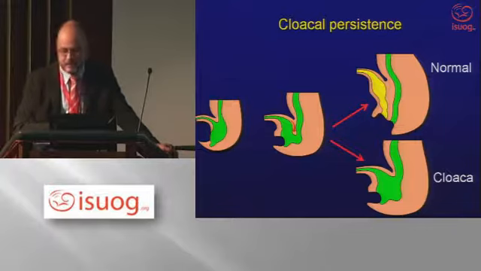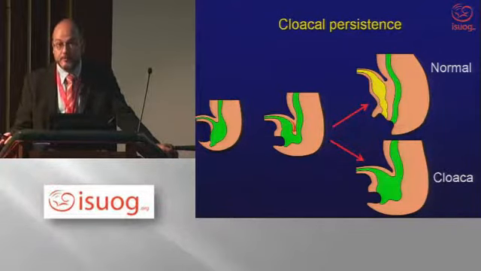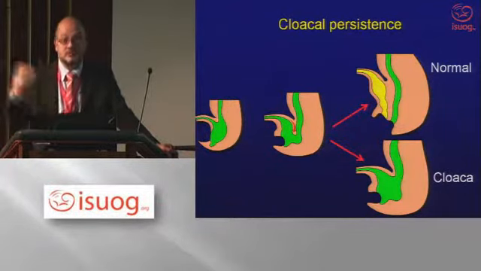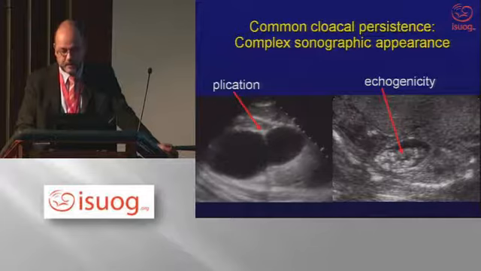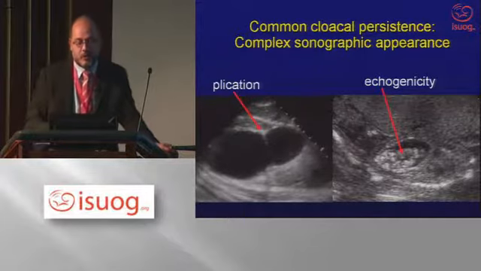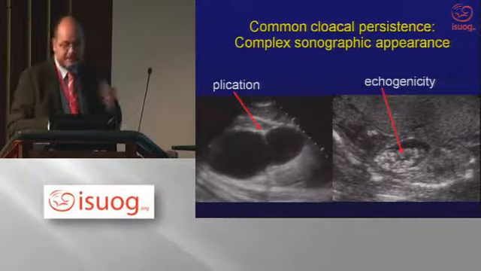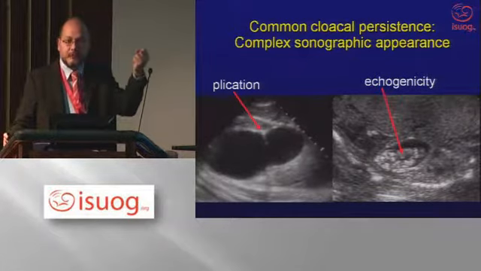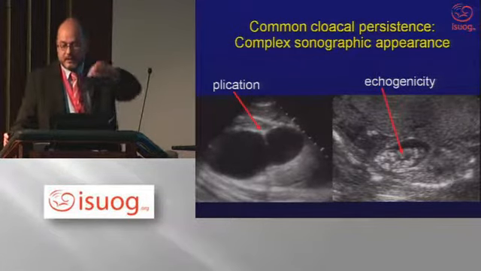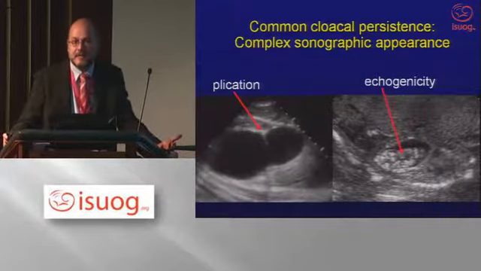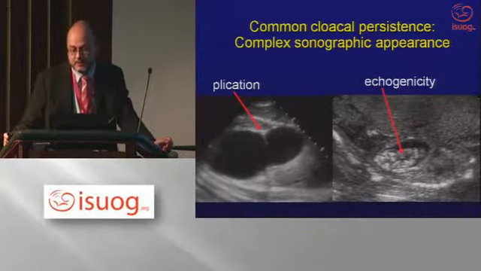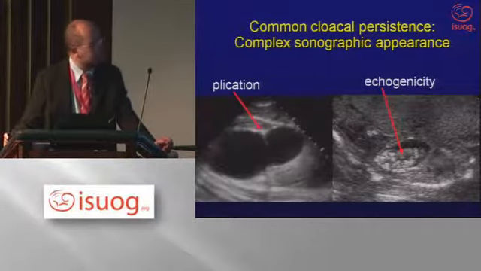Often, because of this, there's an obstruction to urinary flow, and that causes obstruction upstream due to a urogenital abnormality. And the clue really is a complex sonographic appearance. So usually in urethral outflow, you get a regularly rounded bladder with anechoic urine inside, that keyhole appearance that we showed earlier. Whereas in cloacal persistence, you often get other features.